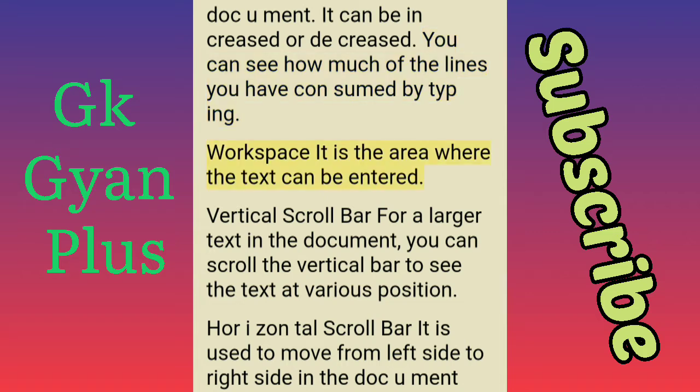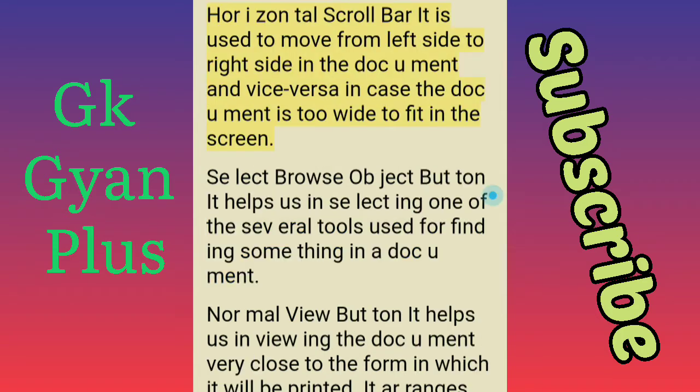Workspace. It is the area where the text can be entered. Vertical scroll bar. For a larger text in the document, you can scroll the vertical bar to see the text at various position. Horizontal scroll bar. It is used to move from left side to right side in the document and vice versa in case the document is too wide to fit in the screen.